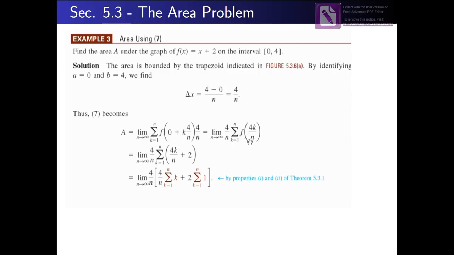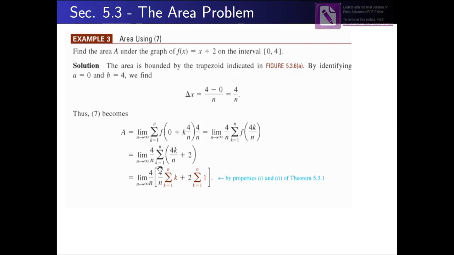So now we will go to the function f. We will replace any x by 4k over n. So this will give us the limit of 4 over n, summation of, f of x is equal to x plus 2. We will replace this x by 4k over n. So 4k over n, then plus 2.